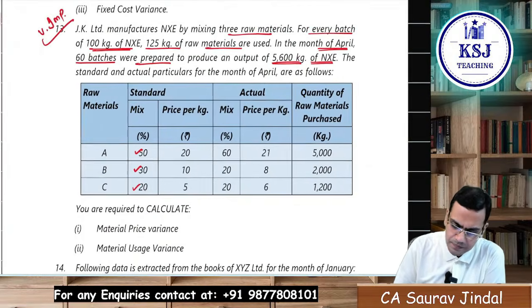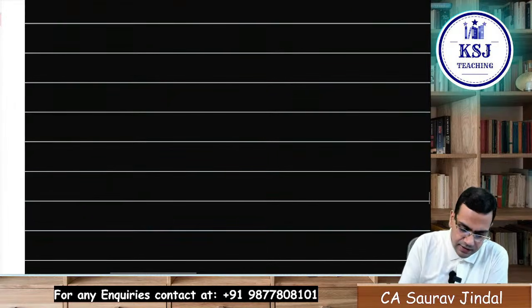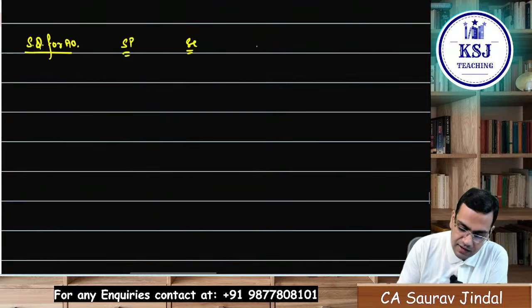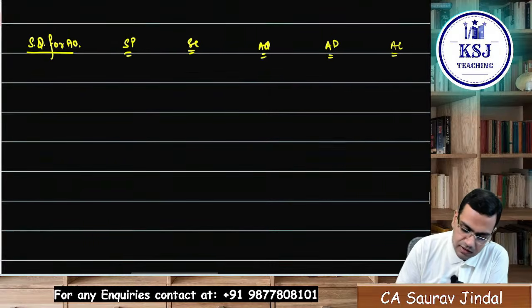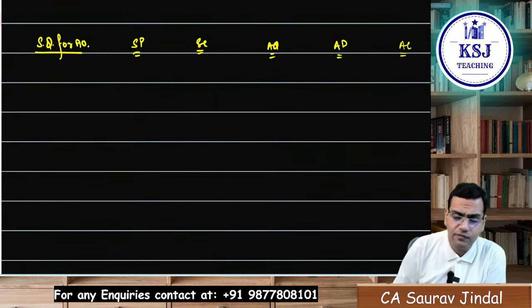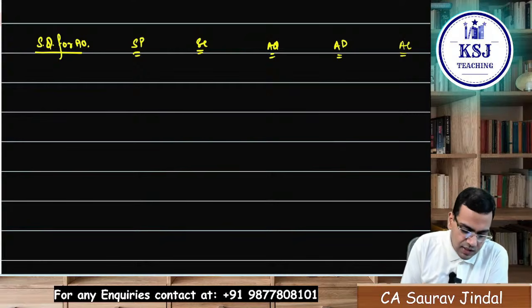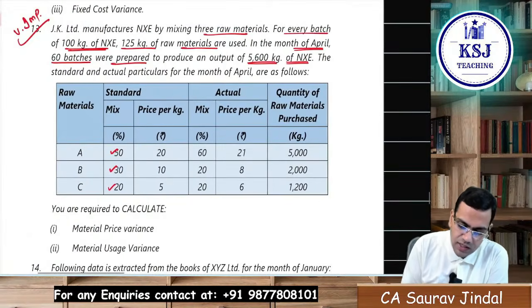Now, let's prepare the table. That is standard quantity for actual output, standard price, standard cost. Then we have actual quantity, actual price and actual cost. That's what we need for price and usage variance. We do not need the revised standard quantity. Now, what is the actual output here?